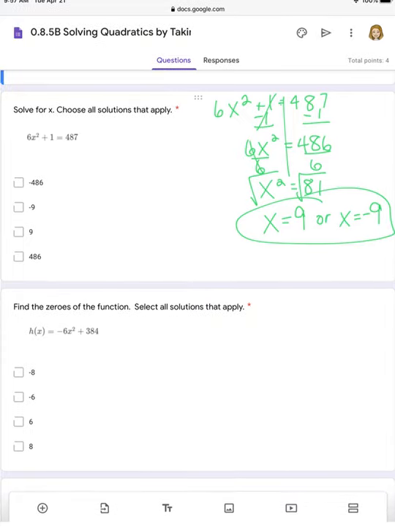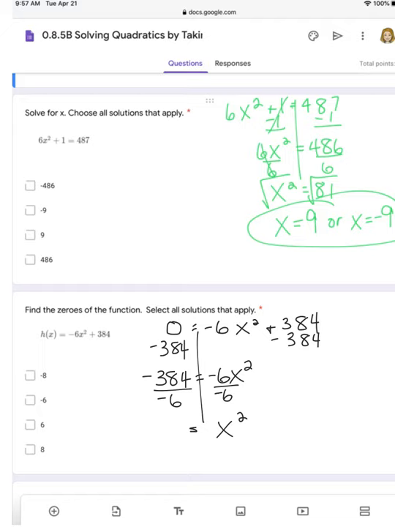So 384 divided by 6, so 64, I think. I'm going to use a calculator just to be sure. Yeah. So then we undo the squaring with square root, and what number times itself is 64? 8, or -8. So two answers again. All right, let's look at the last one.